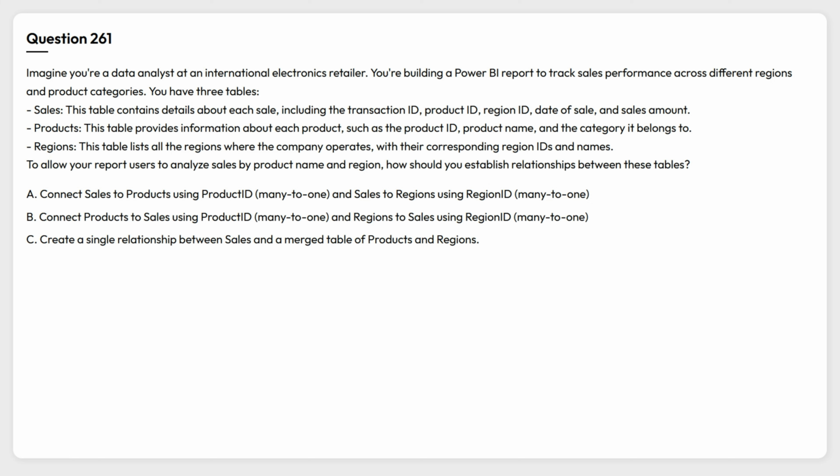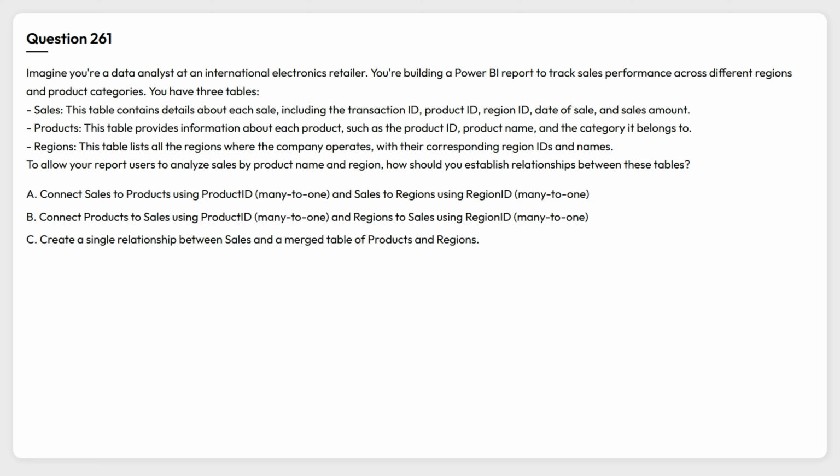You have three tables. Sales. This table contains details about each sale, including the transaction ID, product ID, region ID, date of sale, and sales amount. Products. This table provides information about each product, such as the product ID, product name, and the category it belongs to. Regions. This table lists all the regions where the company operates, with their corresponding region IDs and names.